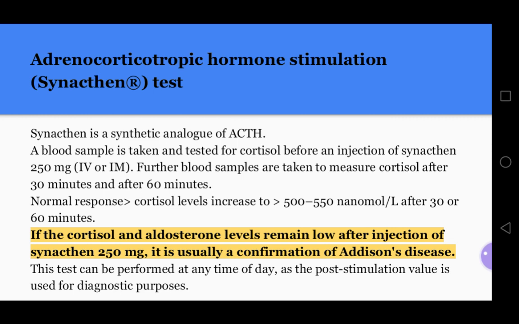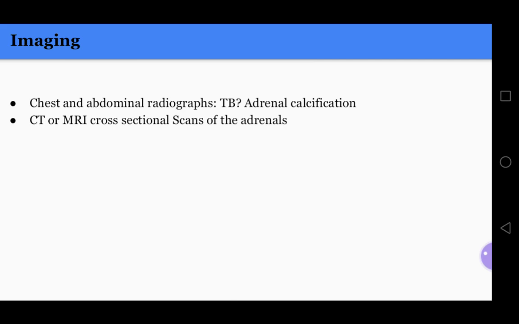But if the cortisol and aldosterone levels remain low after injection of synacthen 250 microgram, it is usually a confirmation of Addison's disease. This test can be performed at any time of the day as the post-stimulation value is used for diagnostic purposes. We may also need imaging such as chest and abdominal radiograph. In case of TB, there may be adrenal calcification. Then CT or MRI cross-sectional scans of adrenals may also help in diagnosis.